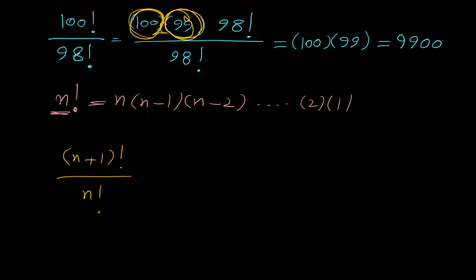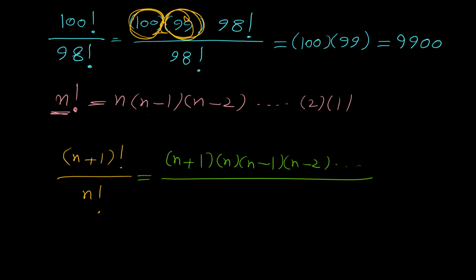Let's do the question again, but in a better way. N plus 1 factorial is definitely bigger than the n factorial which is in the denominator. So we start with opening the numerator. Based on the definition of factorial, we know that n plus 1 factorial should be n plus 1, then it should be n, then n minus 1, then n minus 2, and so on.